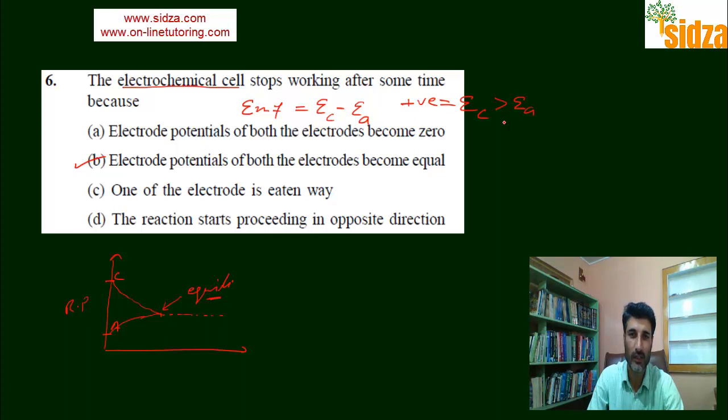And if we have a cathode with a lower reduction potential than the anode, then the EMF of that cell will be negative. In that case also, the cell reaction does not take place. It will not be a spontaneous process. So in this case, the electrochemical cell stops working after some time because the electrode potentials of both electrodes become equal, right? So option B is the answer.